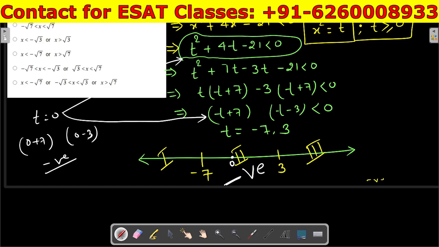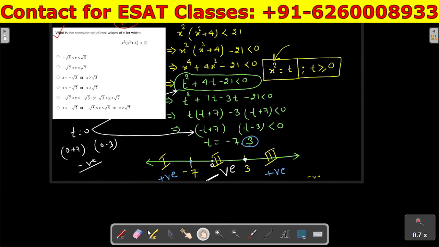And now I hope you got this rule that if this root 3 is coming an odd number of times, then if in the left of 3 you have a negative sign, in the right of 3 you will have a positive sign. Similarly, minus 7 is coming only one time, it means this is coming an odd number of times. So if the right side is negative, the left side becomes positive. So we have plotted the sign scheme for our expression.